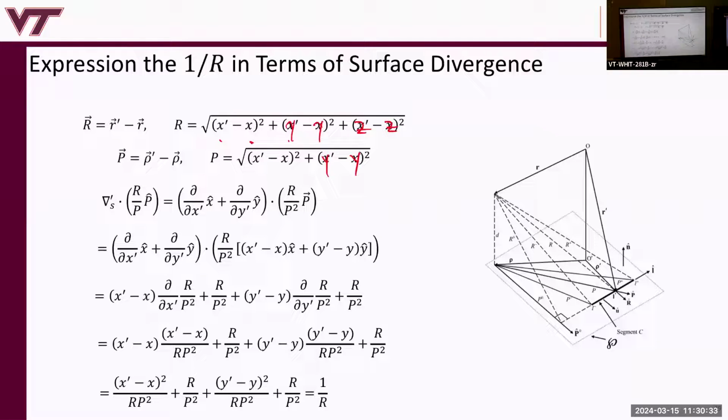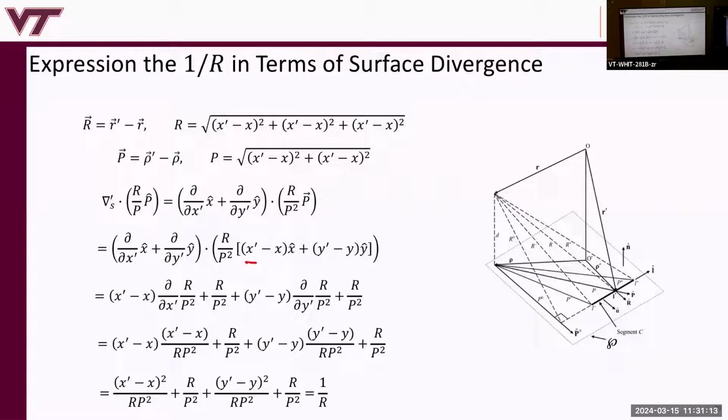We can write the surface divergence operator as only x prime and y prime derivatives. And here's our function, R over P squared P vector. That means we've unnormalized the P vector. Let's substitute in what we have for our P vector, which is x prime minus x, x hat, y prime minus y, y hat. Now the next thing we're going to do is this dot product here. We're going to FOIL it out.